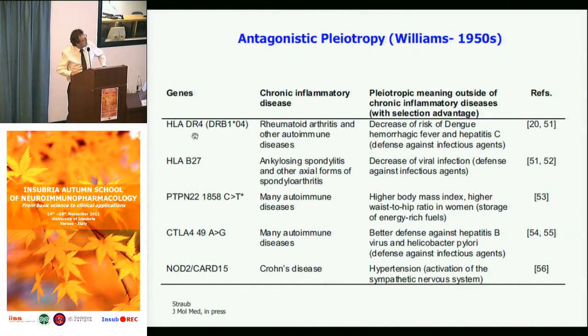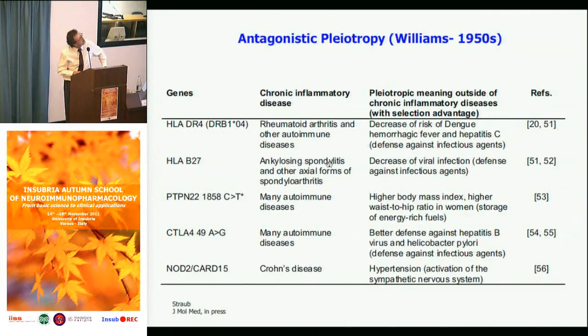So, for example, the HLA-DR4 is normally nicely linked to rheumatoid arthritis and other autoimmune diseases. But we also know that it has a pleiotropic meaning outside of the chronic inflammatory disease, with a selection advantage. The decrease of risk of the dengue hemorrhagic fever or hepatitis C is linked to the HLA-DR4. And this is a defense mechanism against infectious diseases. This is the selection advantage.